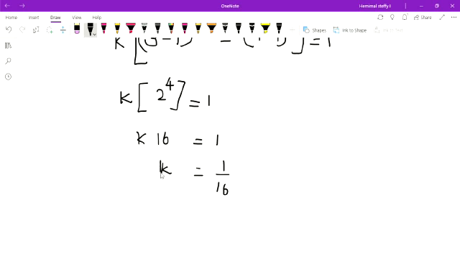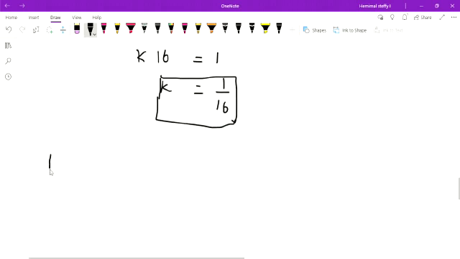Almost finished: I found the k value. What is the k value? K is equal to 1 by 16. Then I am going to find the PDF, the probability density function. The condition gave us that the integral equals 1. So how do I find it here? They are asking for the second one, the probability density function, PDF.